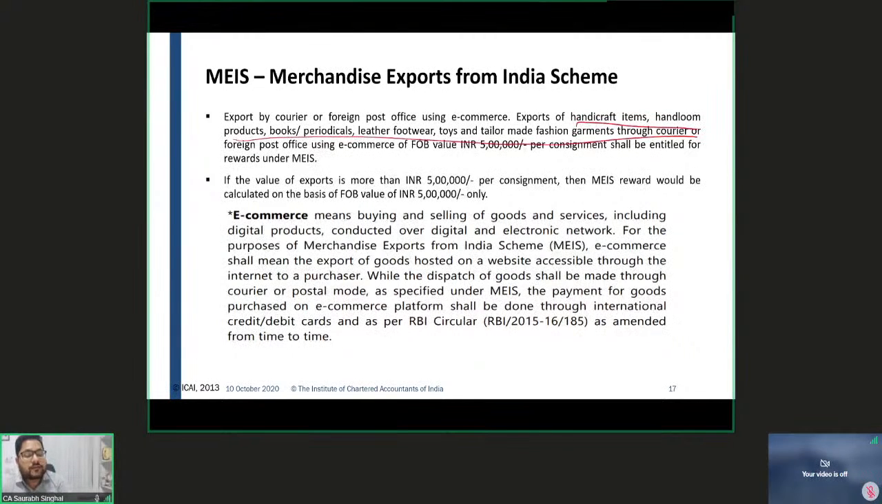So, if your consignment is 7 lakh rupees for such goods exported by post or courier, which are sold on e-commerce on a web portal, then even when your consignment value is 7 lakh, you will get MEIS only on 5 lakh. MEIS only on 5 lakh. So that is the restriction on export by foreign post office and courier for goods sold on e-commerce. It is allowed, but only on specified goods up to a value of 5 lakh per consignment.